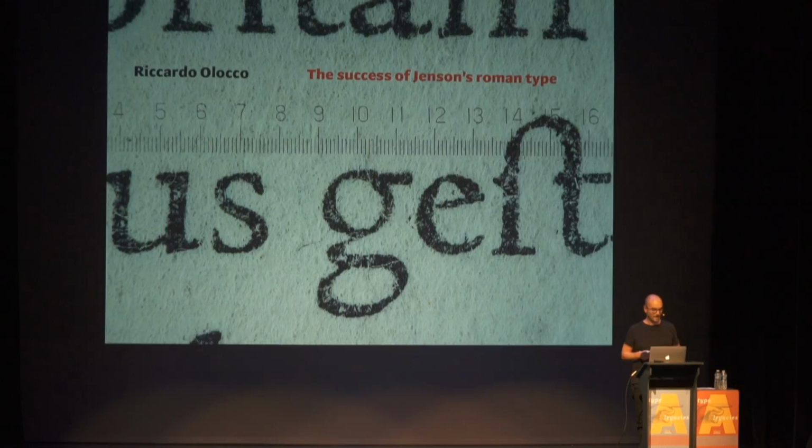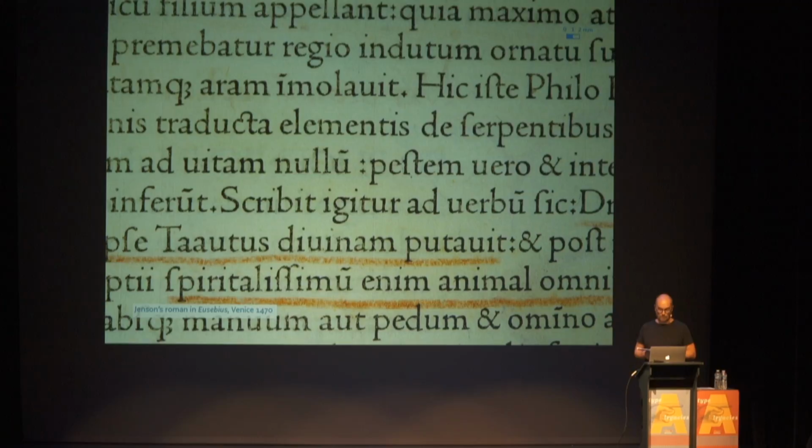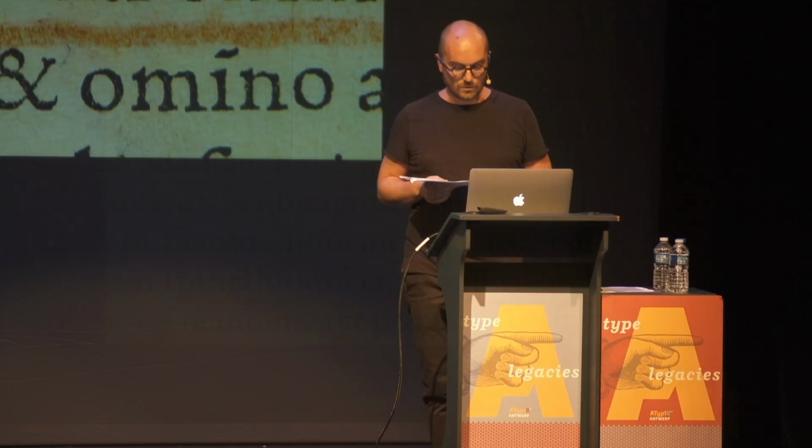Okay. So, my research focuses on 15th century type. It's based on photographic enlargements and detailed analysis of printed marks of type. Today, I will discuss Jenson's Roman, the Roman type by Nicolas Jenson. I will try to explain the importance of this type, with particular attention to the lowercase letters, because, as I will try to show, they became the model for all the subsequent Romans up to the present.